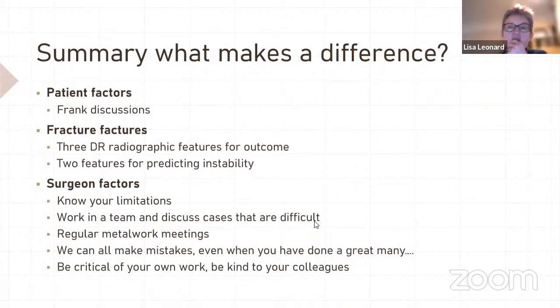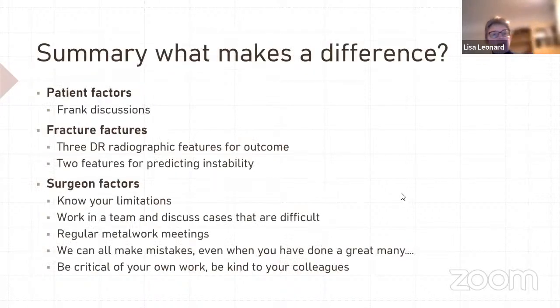So we've got lots of x-rays to discuss and get on with. Just in summary of what I've tried to present, a short little précis of the sorts of things I think about. Be honest with your patients. Remember your critical radiographic features that will predict a poor outcome, and also bear in mind the two main features that might predict instability in your particular patient.